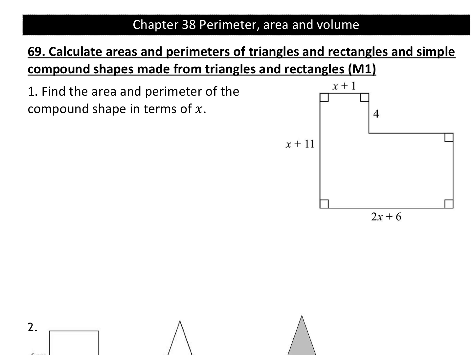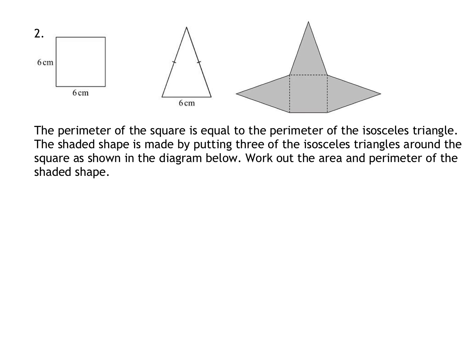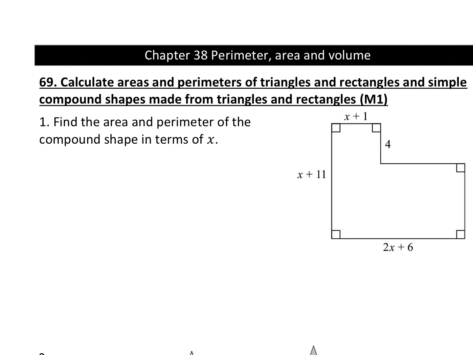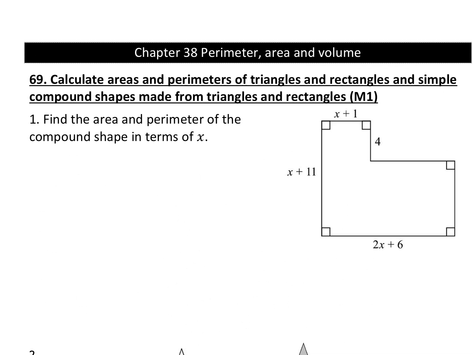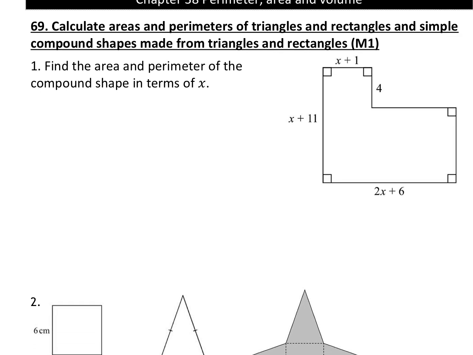In this video, we're going to calculate areas and perimeters of triangles and rectangles and simple compound shapes made from triangles and rectangles. If you're revising, you can pause the video and have a go at example 1, and then I'll scroll down to example 2. Okay. In example 1, we have to find the area and perimeter of the compound shape in terms of x.